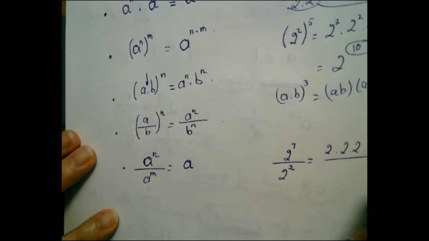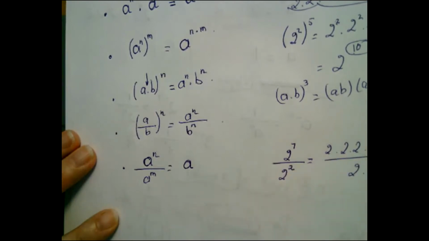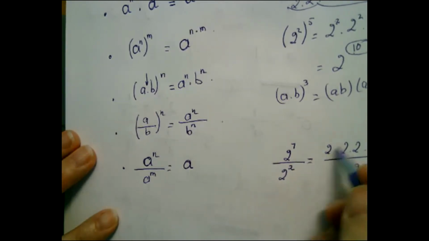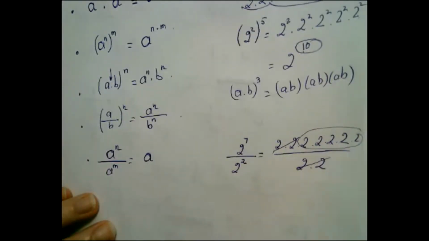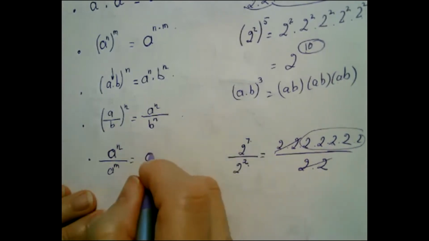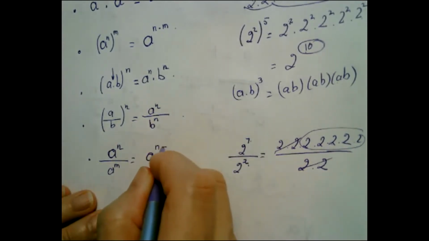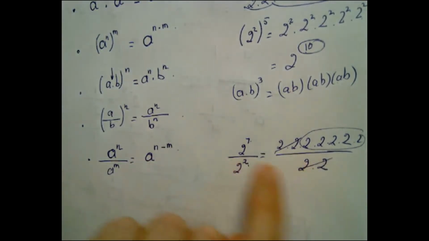1, 2, 3, 4, 5, 6, 7. So it's the first square root exponent means I divided by the second exponent. So those two 2's will simplify, and I'm left with 5 of them. It means 7 minus the 2. So this is going to give me the n minus m. Okay, so go over those little examples I'm giving you to make sense out of those properties.